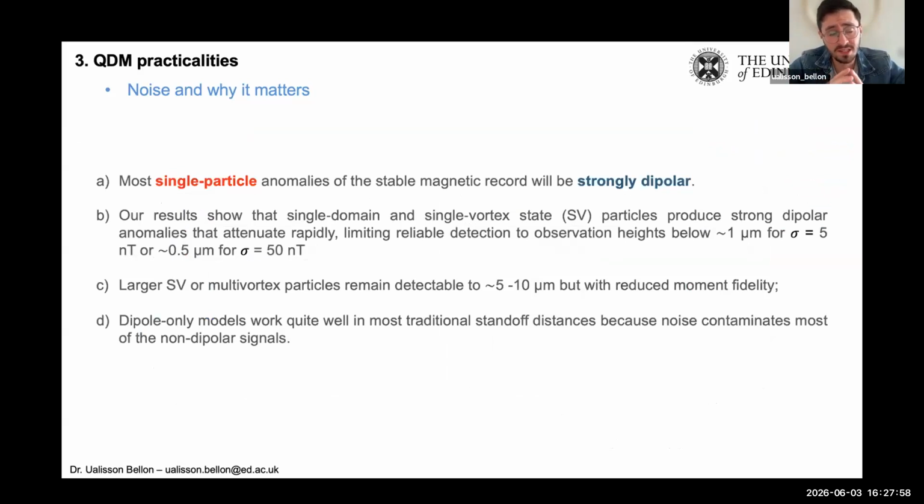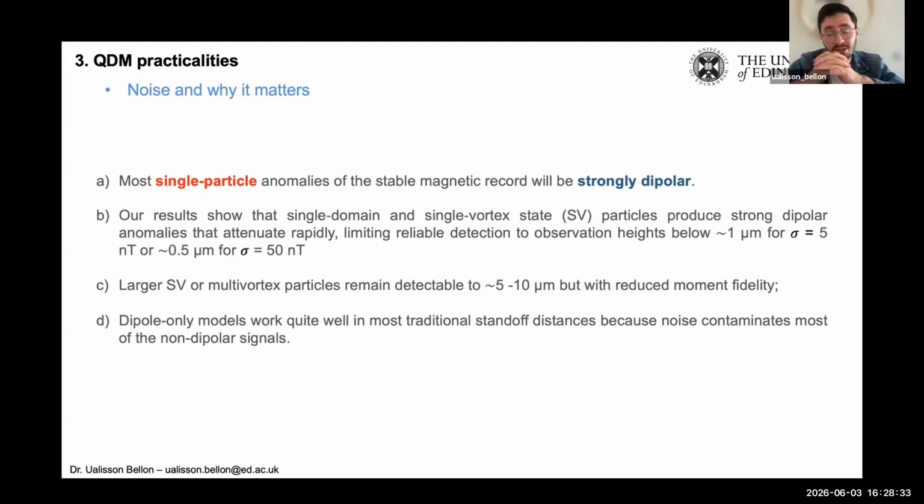And the take-home message of this is that most of the single particle anomalies in the stable geological record, which means single domain, single vortex, and multi-vortex near the 1 micron size, should be strongly dipolar if they are coming from a single particle. Because most of the times the height we're measuring is a couple of microns away from the sample surface. And your particles are not going to be all on the surface, they're going to be also in depth. So if you're looking at anomalies coming from single sources, they should be strongly dipolar.